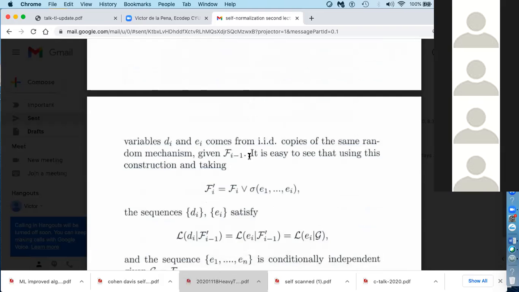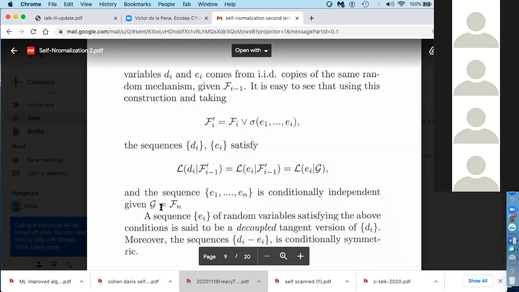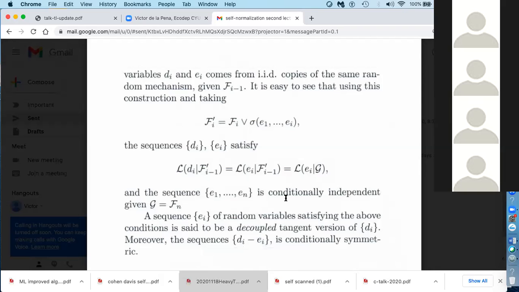Now it is easy to see that if I take F sub i prime to be the union of the sigma field with respect to the D's and the sigma field with respect to the E's, then the sequences D sub i and E sub i satisfy that they have the same conditional distributions. Moreover, this conditional distribution is the same as the conditional distribution of E sub i given the sigma field generated by the D's. So the sequence E1 up to En, because of the construction, satisfies the condition that it is conditionally independent given the sigma field of the D's.